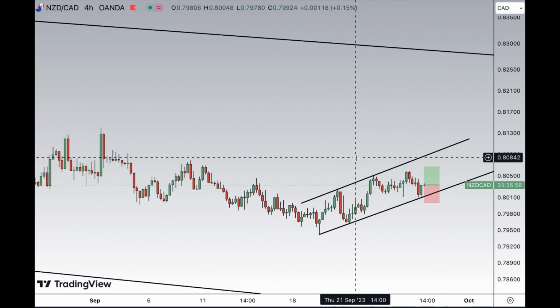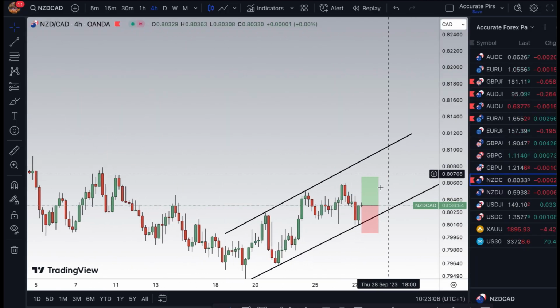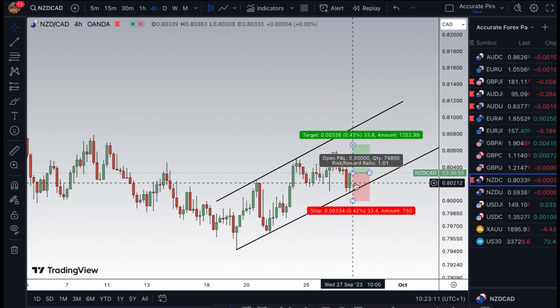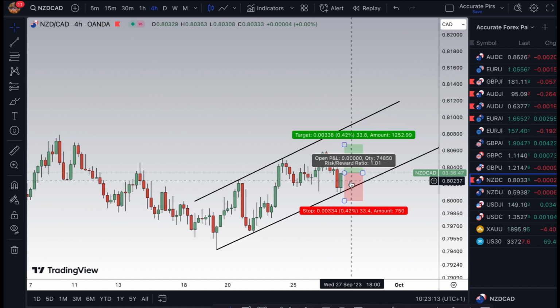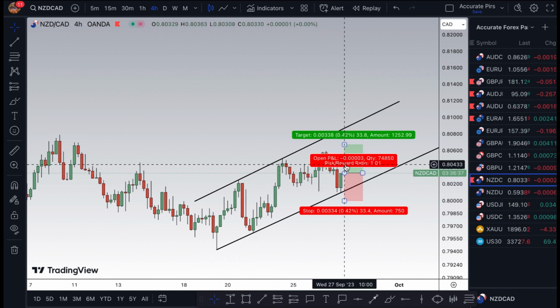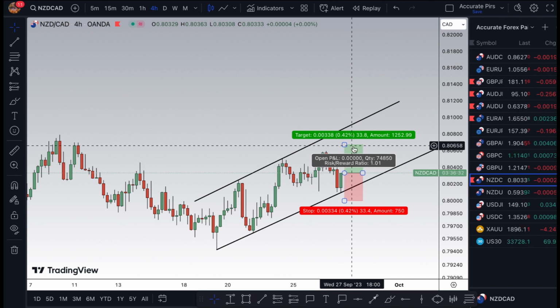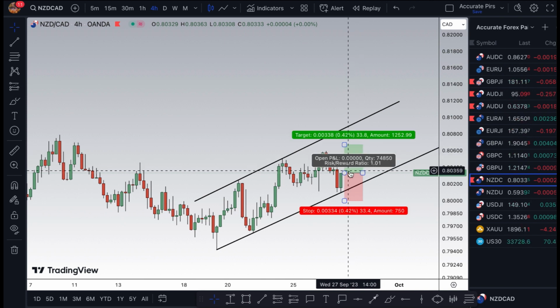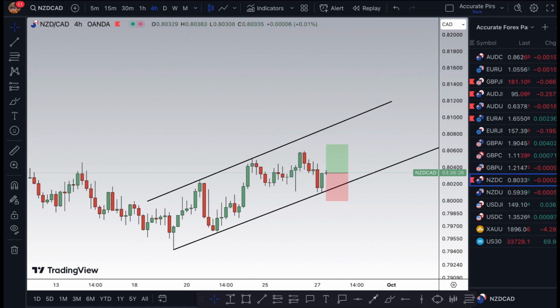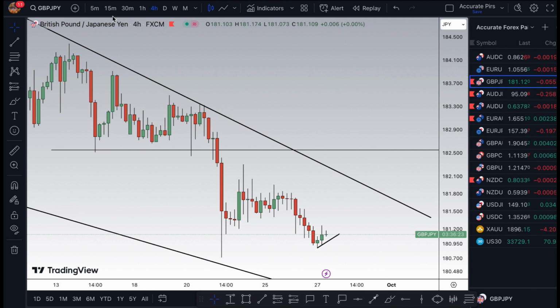So we go on the 1 hour time frame, and look what we have here: this nice rejection of this trend line. You can see this bullish candlestick just happened on a 4 hour candlestick. The 4 hour candlestick just closed, currently in London GMT time. Right now I'm holding this trade, risking around 33 pips, with a 1-to-1 risk reward ratio, for a gain of 33 pips. So that's NZD CAD. Let's move on to GBP JPY.